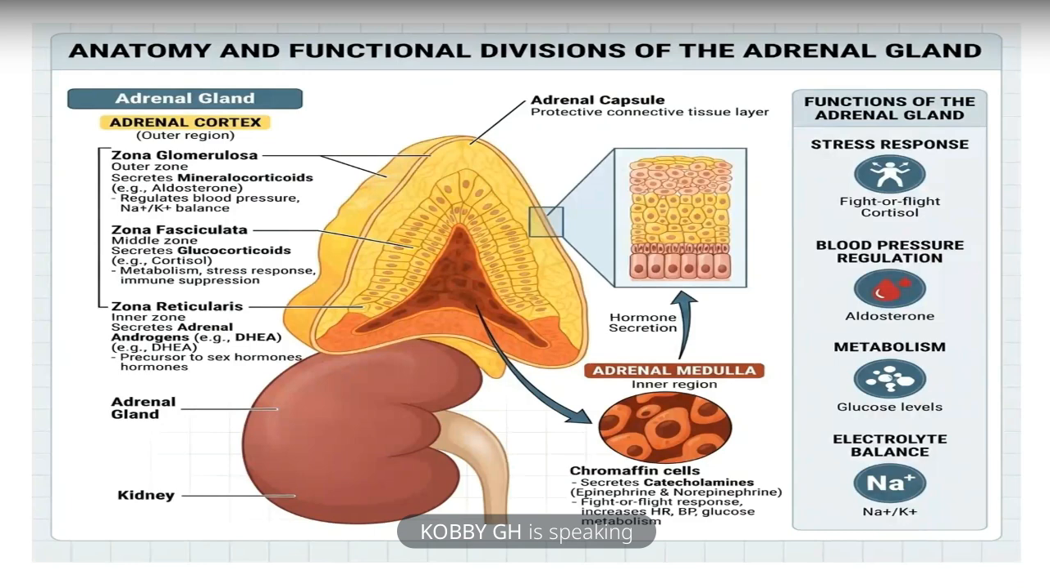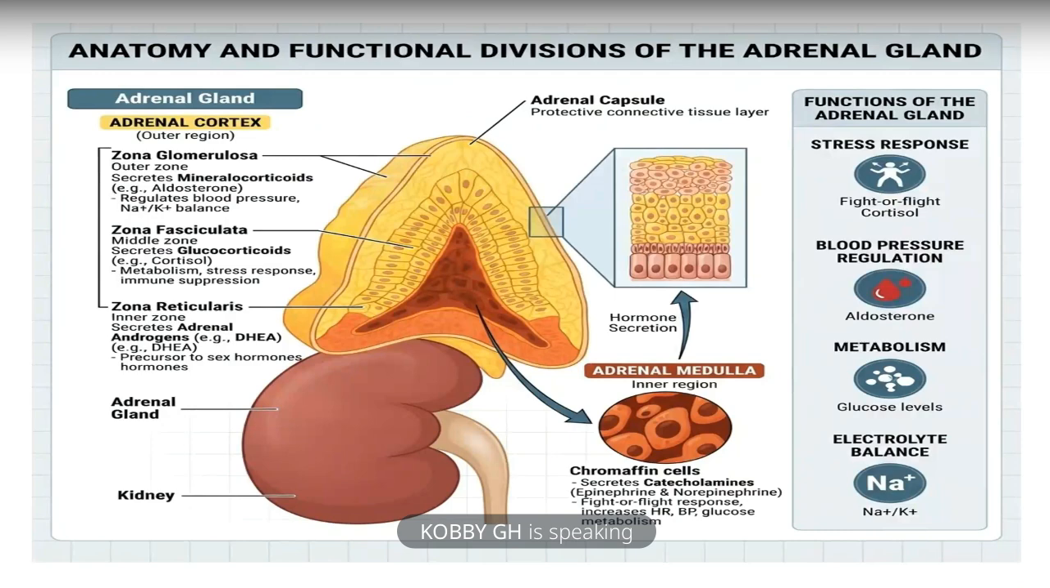Epinephrine can increase your BP. Epinephrine can increase your pulse rate. Epinephrine can increase the activities in your body. Norepinephrine will rather decrease activities. So the medullary hormones play a role in increasing or decreasing activity in your body.